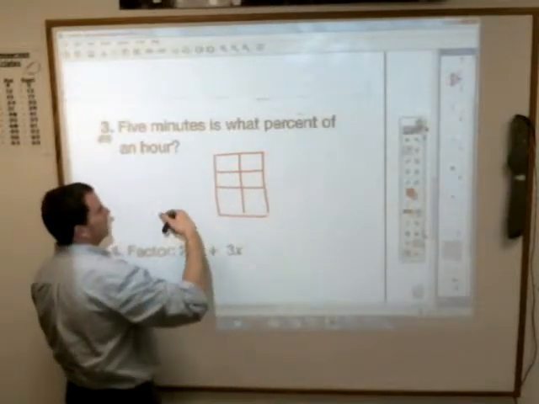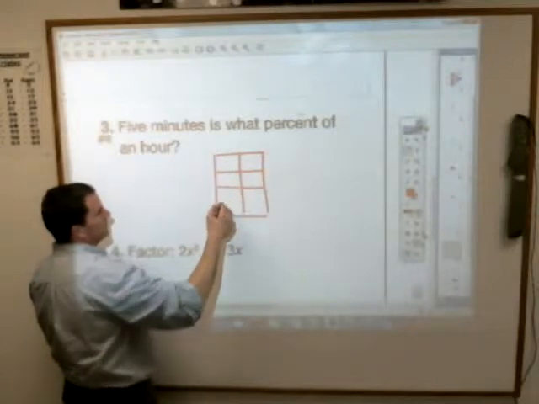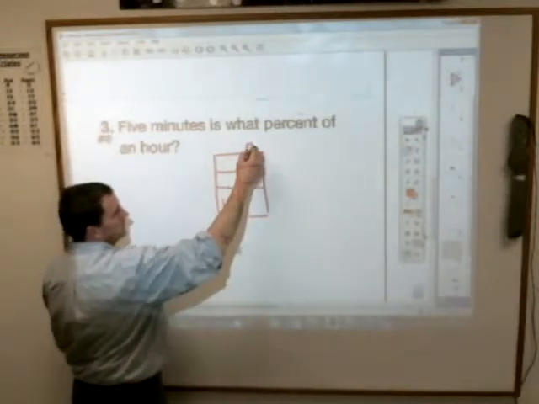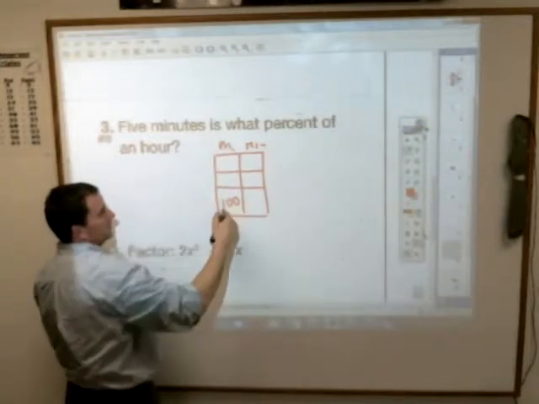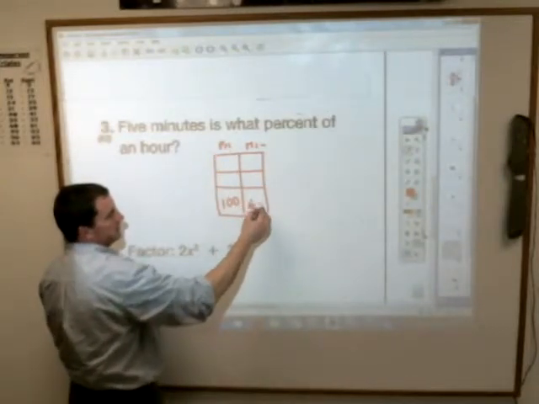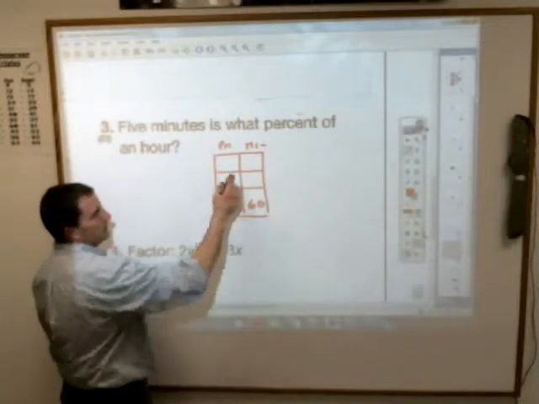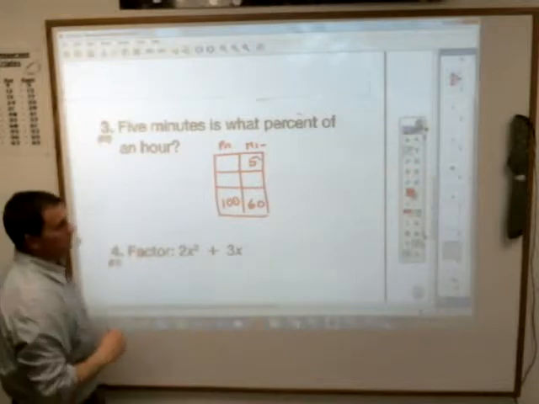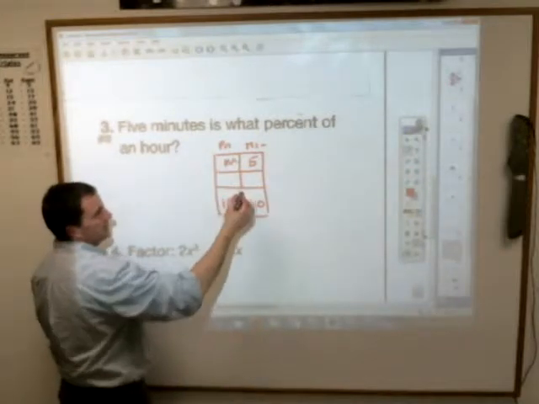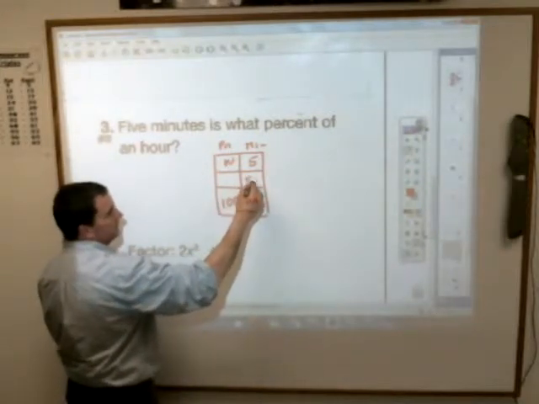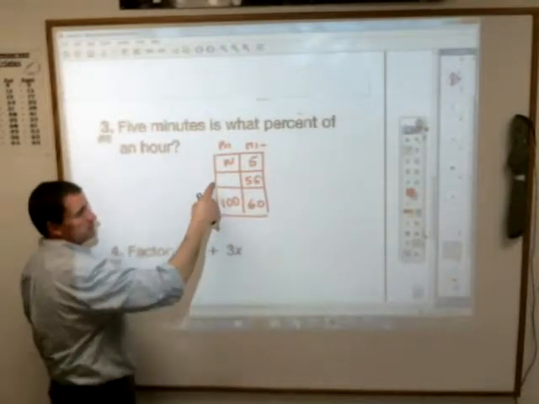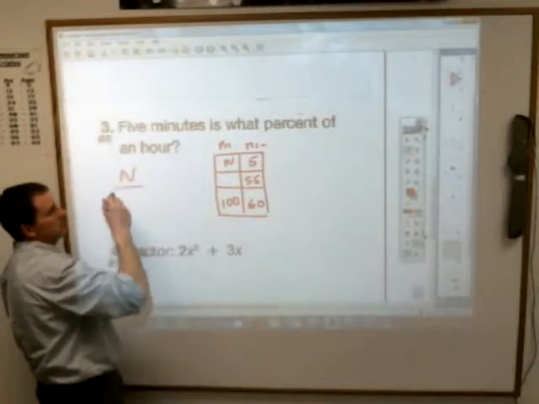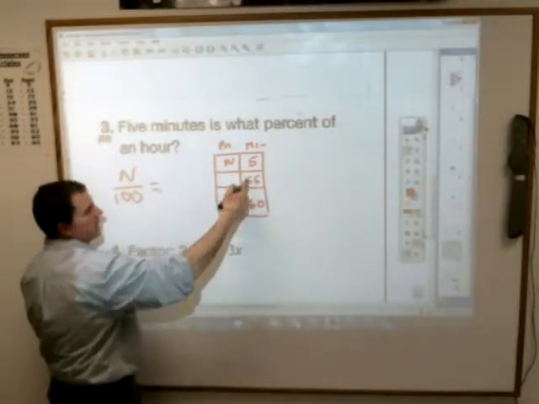In other words, we're taking some number plus some number, we're getting 100%. And 100% of an hour is, here's your minutes, here's your percents. 100% of an hour is 60 minutes, right? They've cut that into 5. Okay, we don't know what percent that is. I mean, if you needed to, you could put 55 there to make up that other difference, but this is really what they want. What over 100 equals 5 over 60?